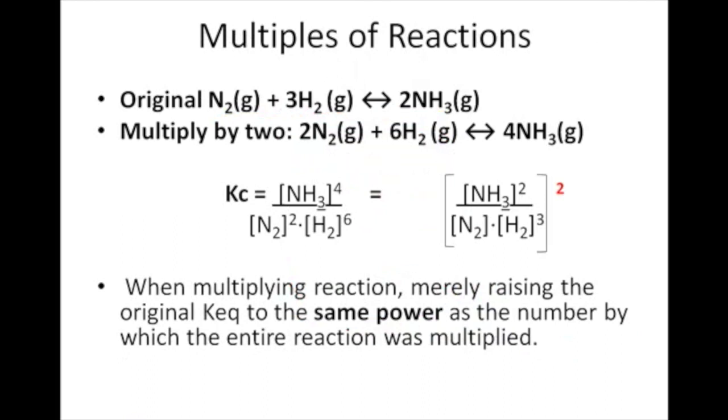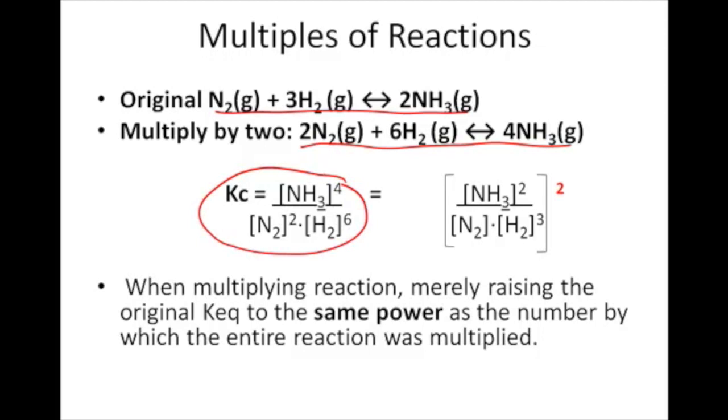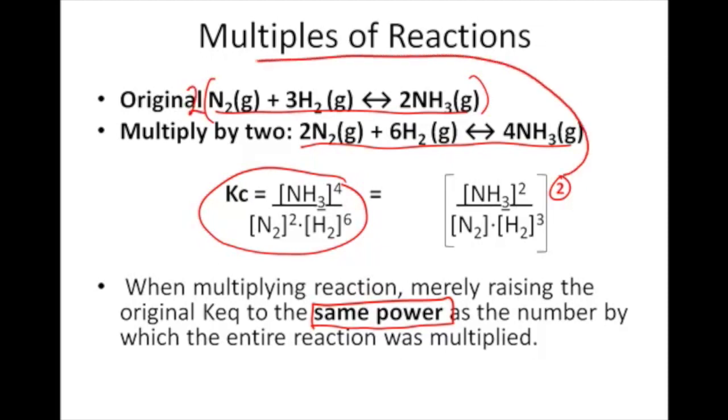How about when we multiply the reactions? Again, here's our original equation. Here's our second equation. We multiply the entire thing by 2. So when we do that, here's our Kc expression. But all we did is we took this expression and we raised it to the power of 2. So here's the rule. When multiplying a reaction, merely raise the original K to the same power. So this 2 pertains to multiplying this equation by 2. So these two go together.